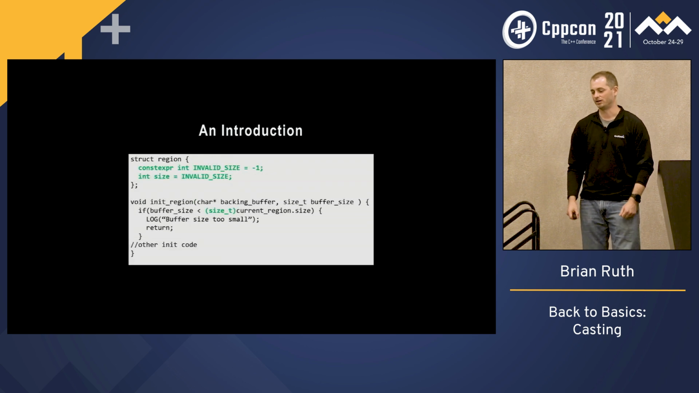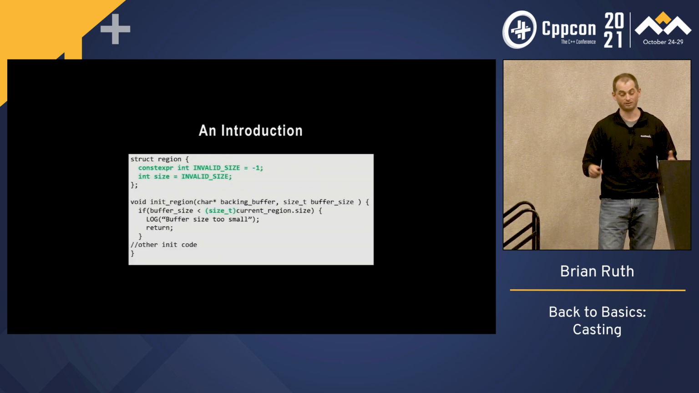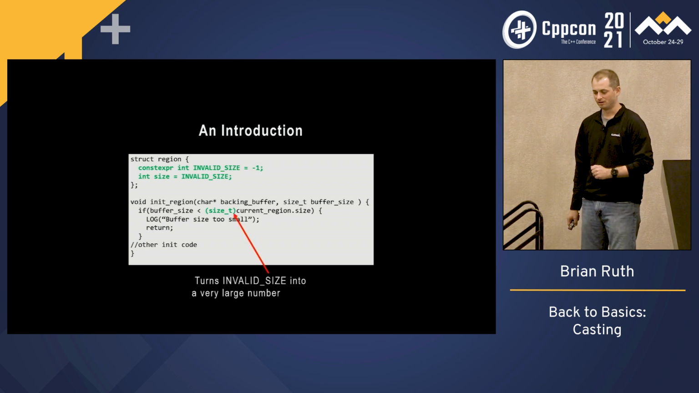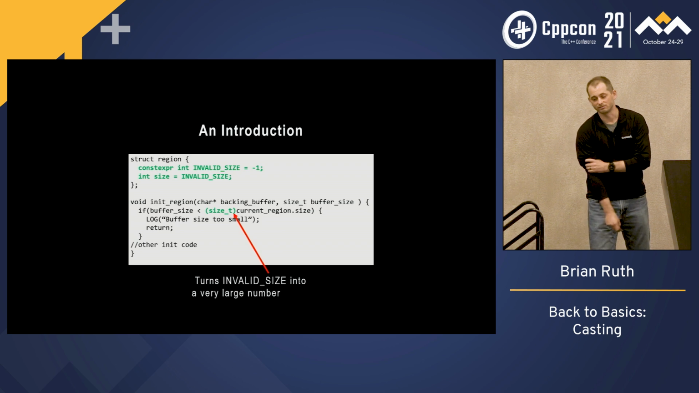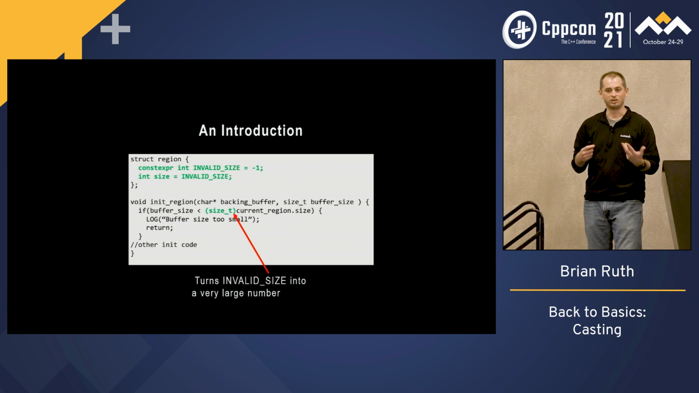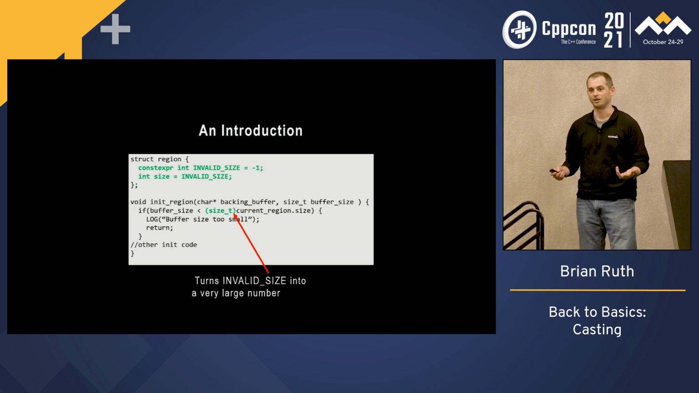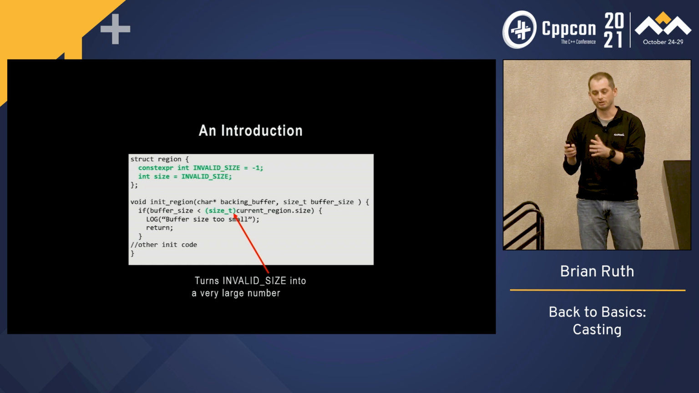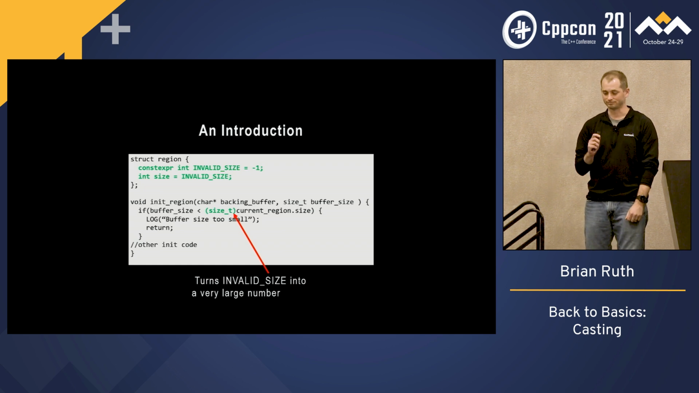So I'm going to make it an invalid size. It's an int, invalid size is -1, and we still have our cast there. All of a sudden, that turns invalid size into a huge number. So it's not doing what you expect it to do, but you're not going to get any warnings because you told the type system, no, this is fine, convert it to a size_t.